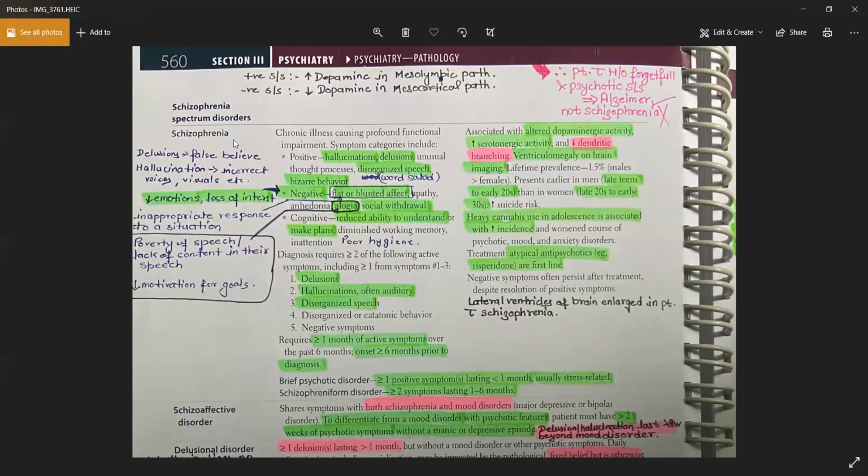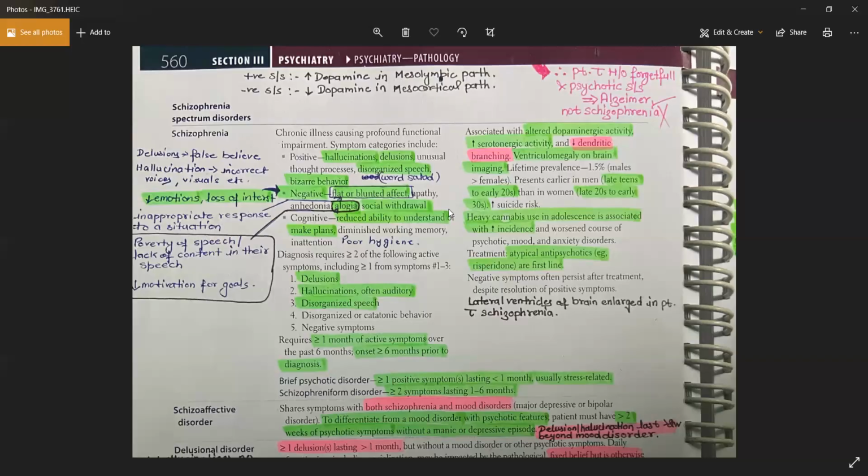Now, Stephen will ask you why the positive and negative symptoms are happening in schizophrenia. So you must know the dopamine pathways for that. I told you about the mesolimbic pathway and the mesocortical pathway. Due to a decrease in dopamine in the mesocortical pathway, you are having negative symptoms, and due to an increase in dopamine in the mesolimbic pathway, you are having positive symptoms.